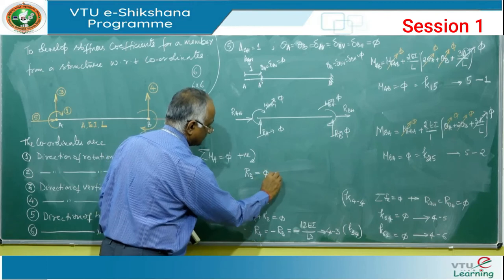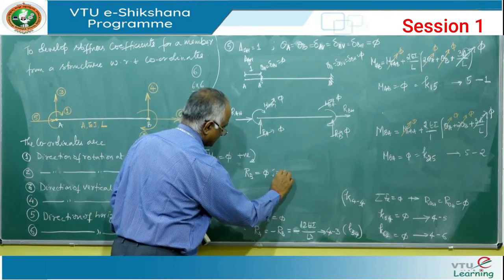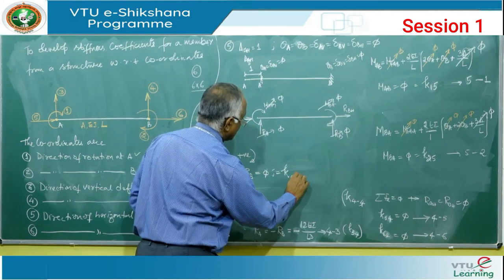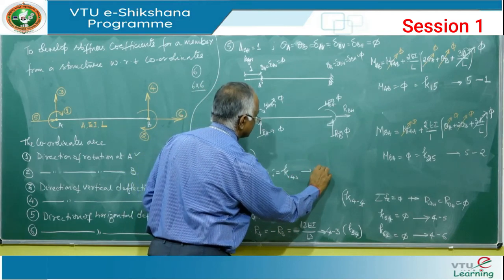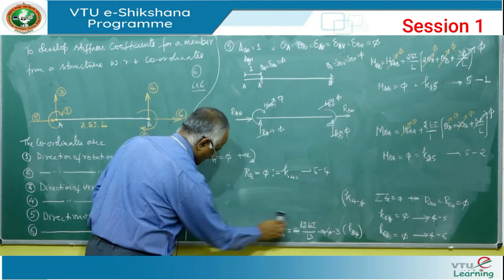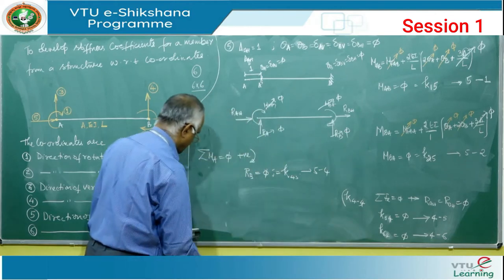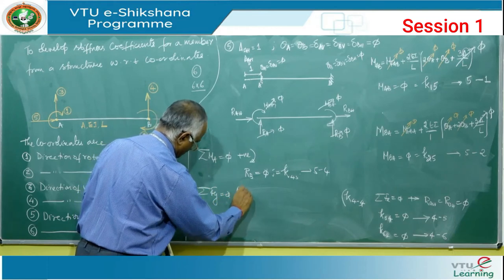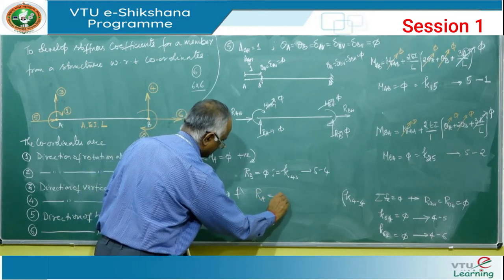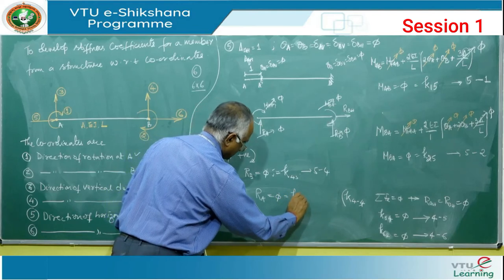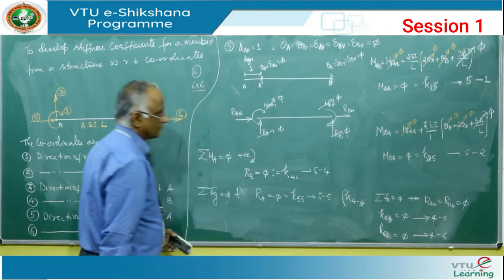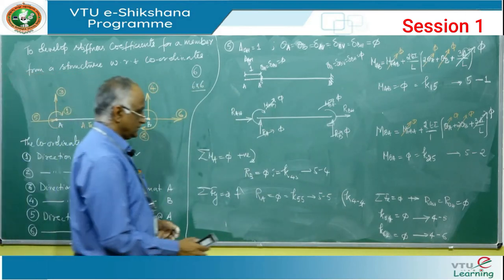RB equal to zero. That is nothing but equal to K 4, 5, your equation 5, 4. And if you use sigma Fy, again same condition, RA is also equal to zero, that is equal to K 5, 5.